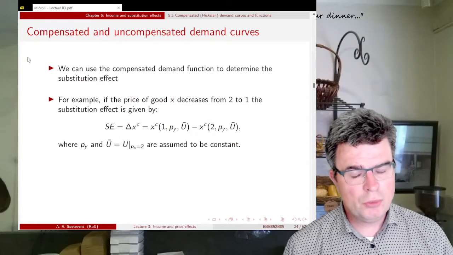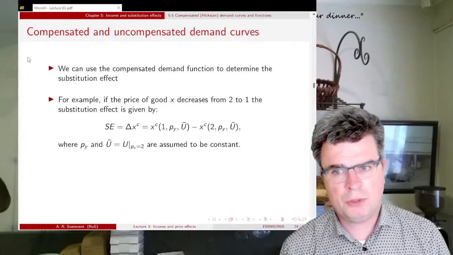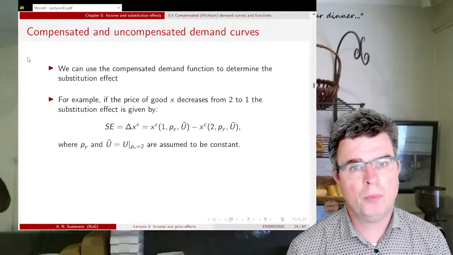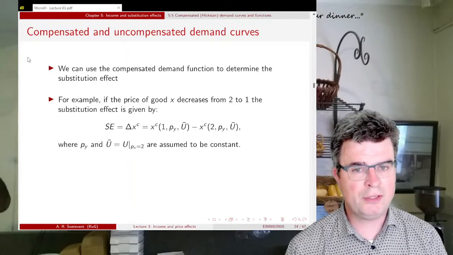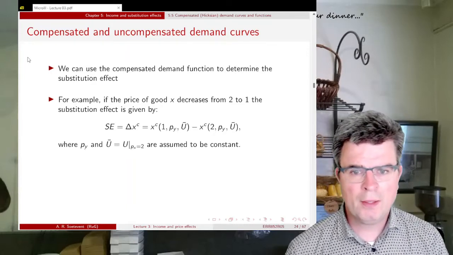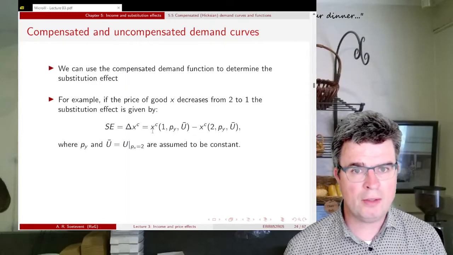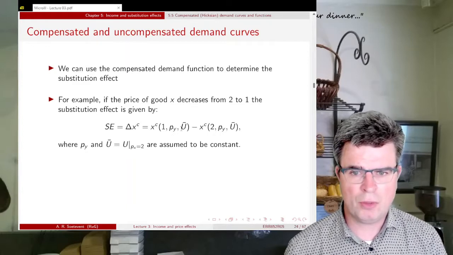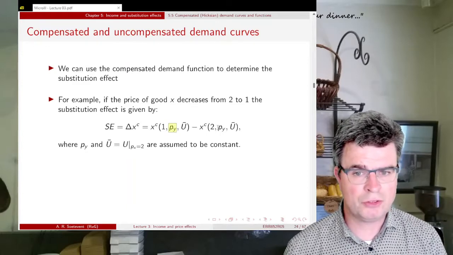Okay, so we can use the compensated demand function to determine the substitution effect. And let's do one numerical example. Suppose now that the price of good X decreases from 2 to 1, then the substitution effect is given by the change in compensated demand. So the price of the other good, Py, doesn't change.